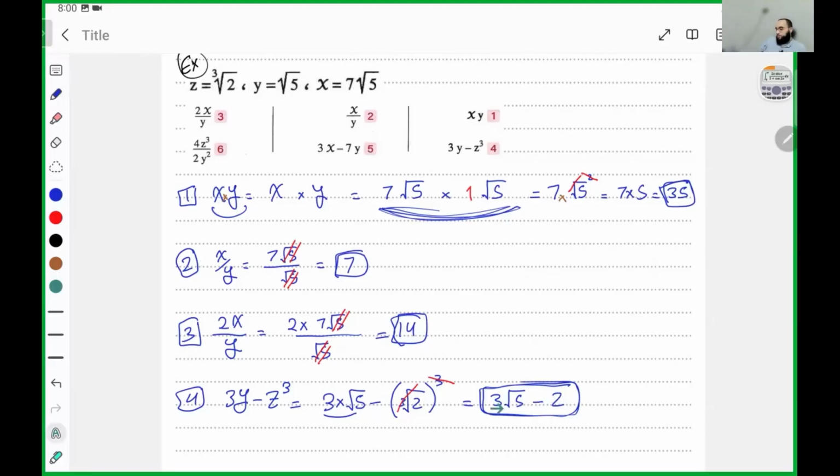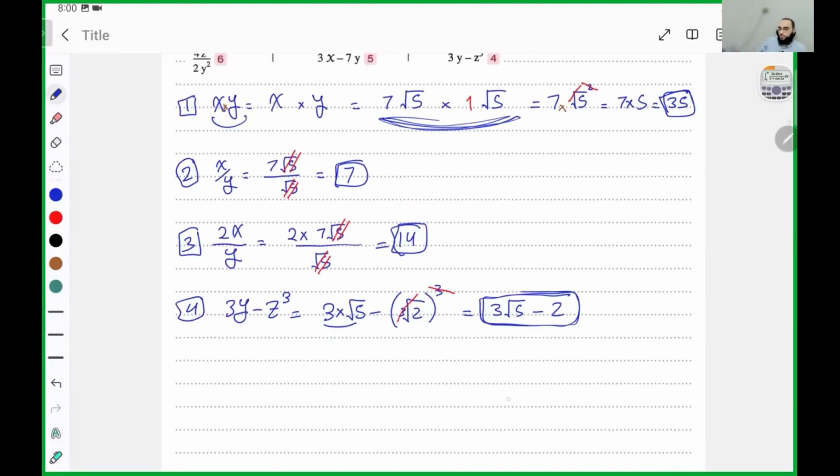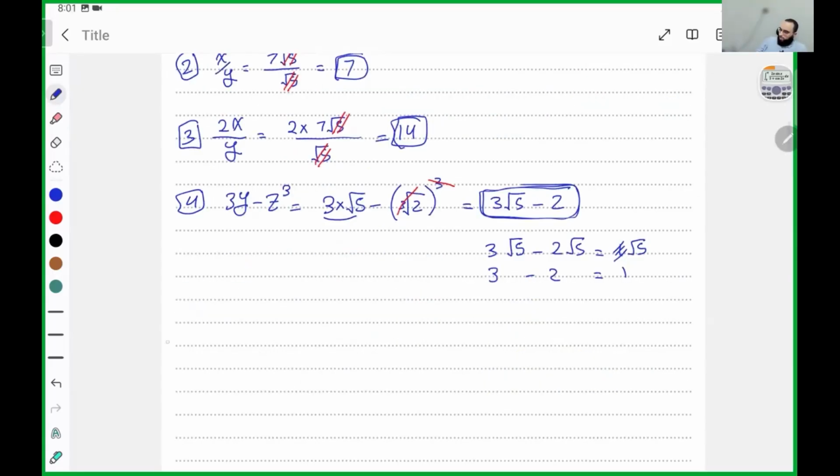But if it is like that, 3 root 5 minus 2, then it's still itself. If it is something like 3 root 5 minus 2 root 5, you can't tell me that's 1 root 5. You can write it without the 1. If it is 3 minus 2, it's 1. But if it is 3 root 5 and the other without root 5, then it is still itself. Any problem? Thanks, Amr. Let's solve the next.